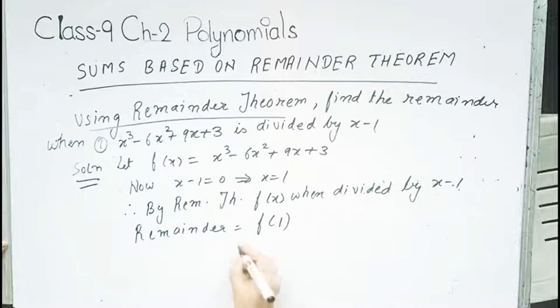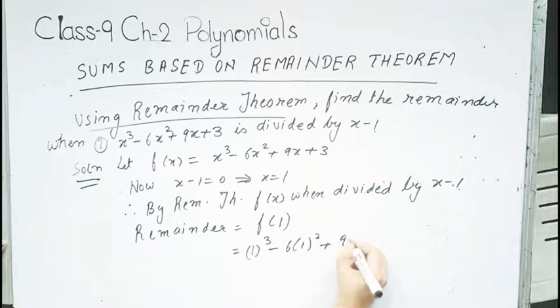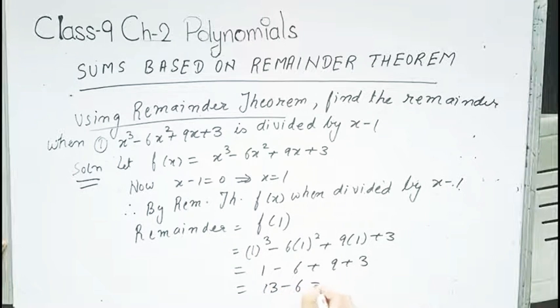Now f(1) is the remainder, which we can directly calculate as 1 cube minus 6 into 1 square plus 9 into 1 plus 3. This will be equal to 1 minus 6 plus 9 plus 3. 9 and 3 is 12, and 1 plus 12 is 13. 13 minus 6 equals 7.